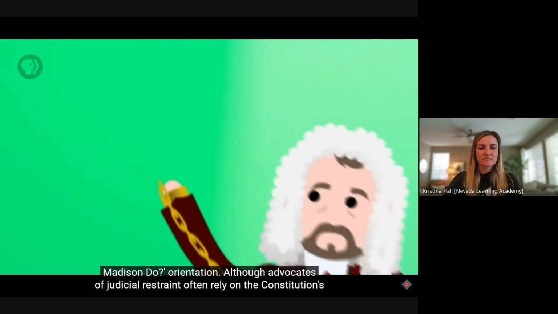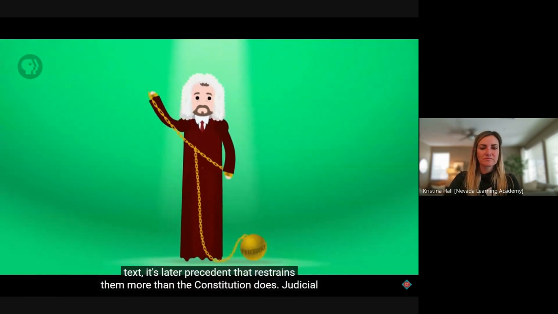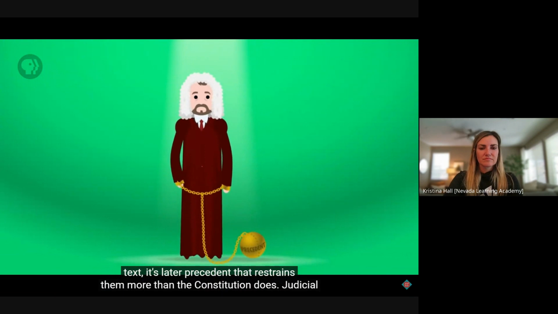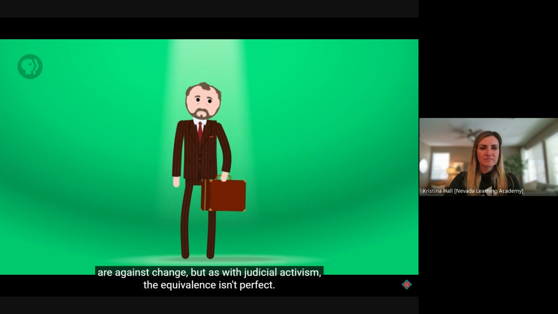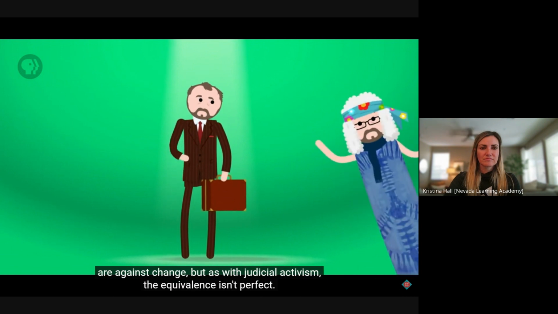Although advocates of judicial restraint often rely on the Constitution's text, it's later precedent that restrains them more than the Constitution does. Judicial restraint is often equated with conservatism, which makes sense as conservatives generally are against change, but as with judicial activism, the equivalence isn't perfect.